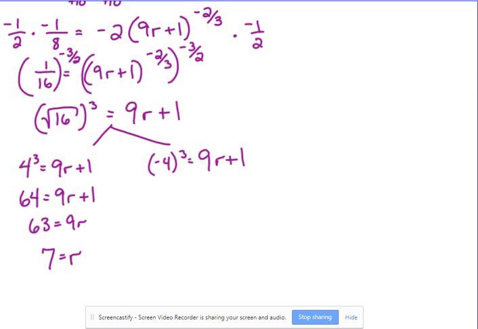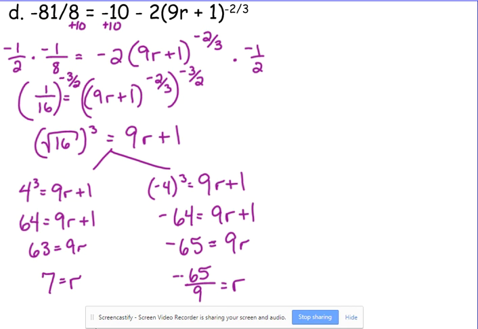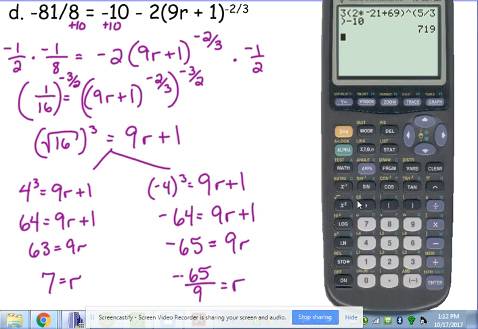Okay, and then negative 64 is equal to 9r plus 1, so negative 65 is equal to 9r when we subtract 1 from both sides. Okay, notice that in this one and the ones that we've done before, one of the answers is a whole number and one of them is a fraction. Now that's not guaranteeing that that's always going to happen, but it is a possibility.